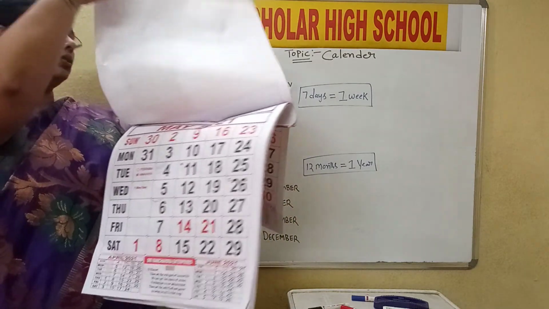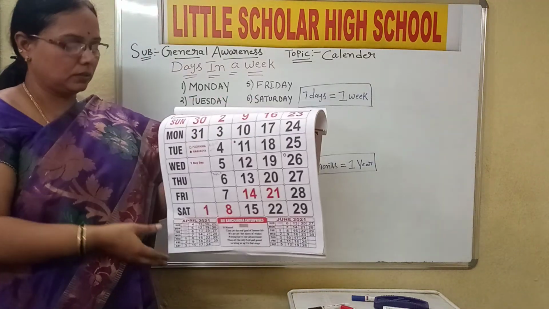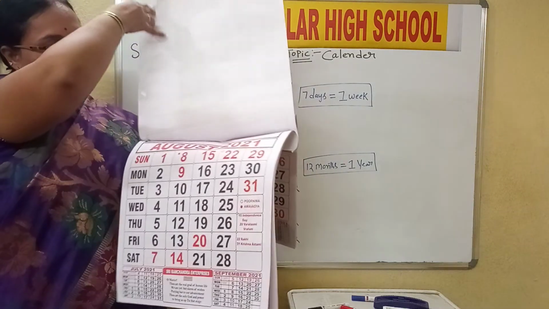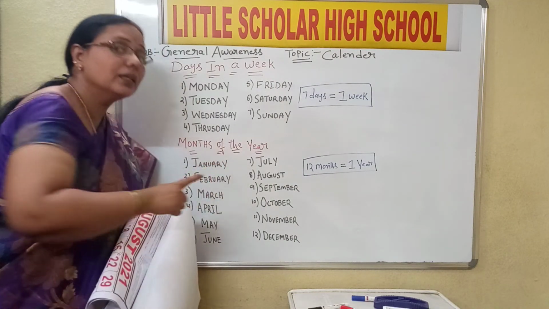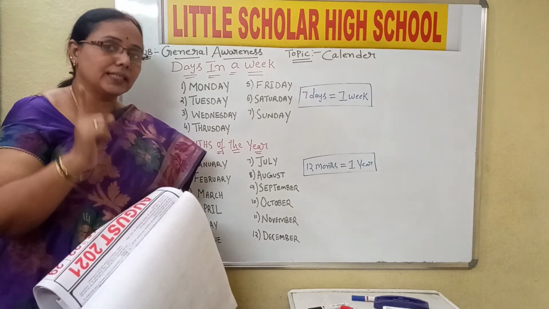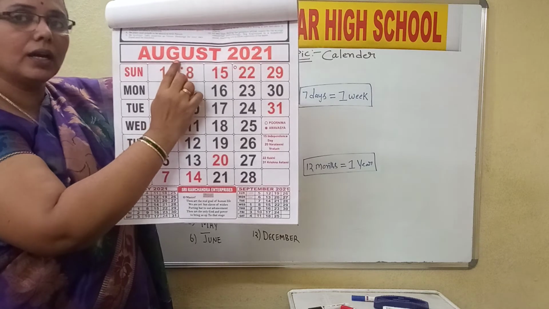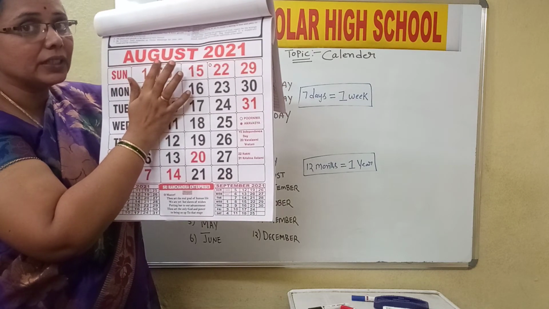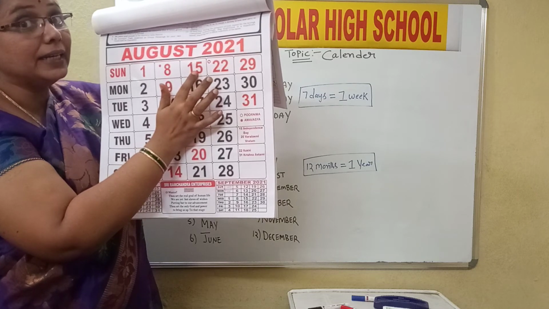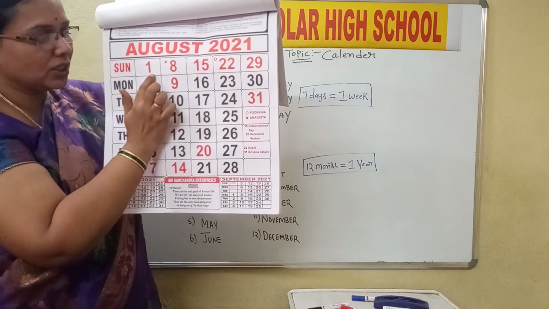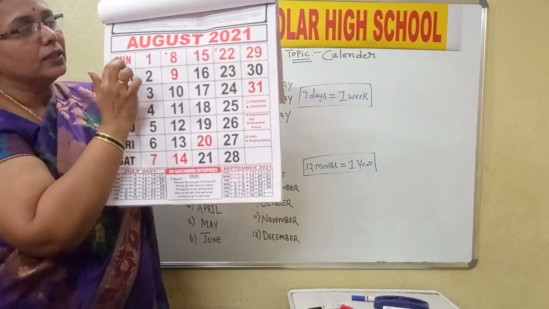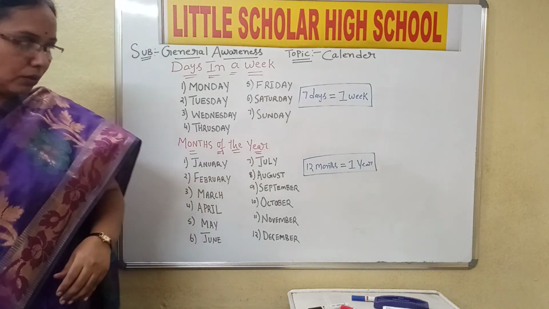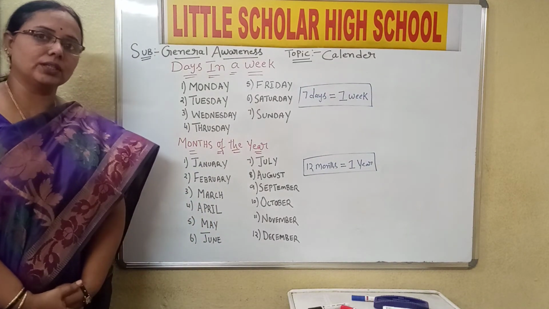Okay, let me do one more simple one for you. Let us take August, so that it is easy for you to remember also. What is the specialty of August, children? We said we celebrate Independence Day on 15th August. So the month is August, and the year is of course 2021. Which date do we celebrate? 15th August is Independence Day. Which day is it coming on? Check. Yes, it is coming on Sunday. So 15th August is coming on Sunday. This is the way we check the calendar.